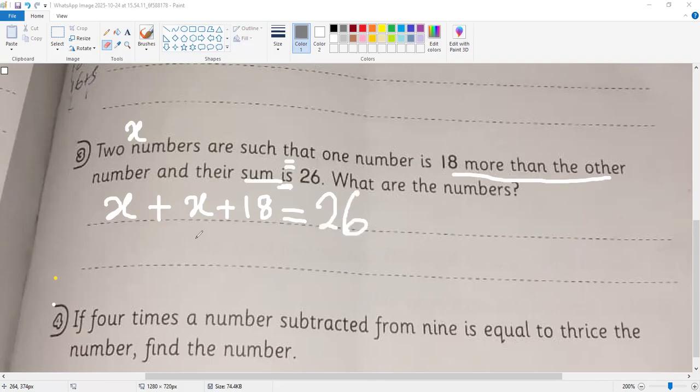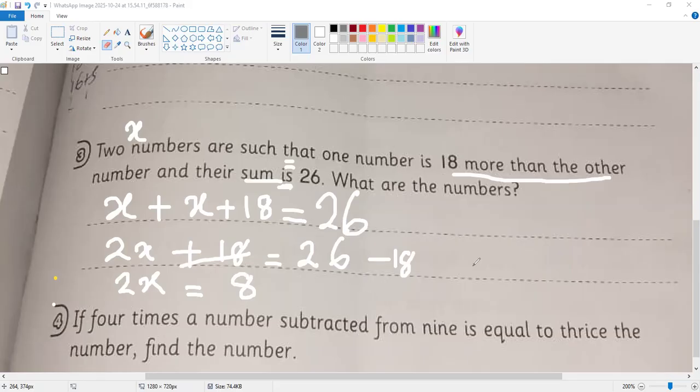Now, this is time for us to solve. x plus x is what? 2x plus 18 equals 26. Collect like terms as usual. Plus 18 will come here to become minus 18 because we're dealing with the additive inverse. So this will go, right? 2x equals 26 minus 18, which is 8.